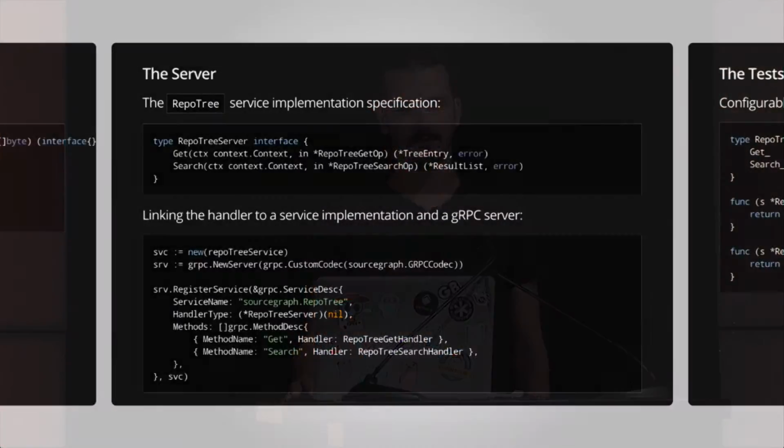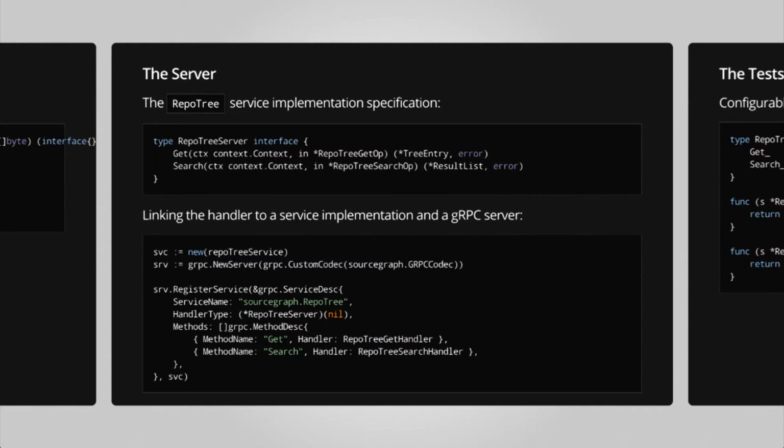Then further on the server, we have to have the actual service that handles the request, and we also need to hook up that service to respond to that request. So basically connecting the client, the handler, and the service. As you can see, the repo tree server looks kind of like the client. It's pretty much the same interface.